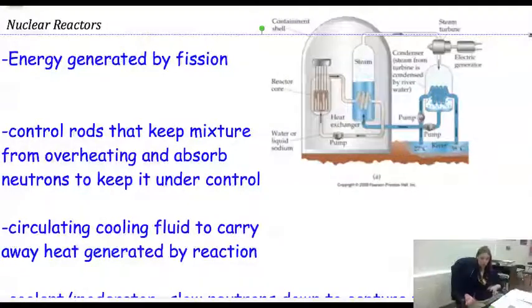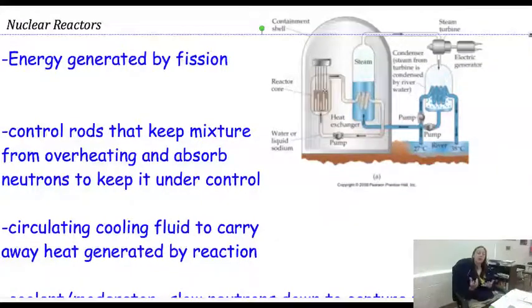Section 8 here with fission is dealing with a nuclear reactor. Nuclear reactors are energy generated by fission. You have a few parts to keep these reactions under control, right? Because we still have this uranium-235 reactor core, and that's the picture that you have here. We have what we call control rods that keep the mixture from overheating and absorb the neutrons to keep the reaction under control. So we have these rods that go into this to keep that mixture from becoming a supercritical mass and becoming an atomic bomb.